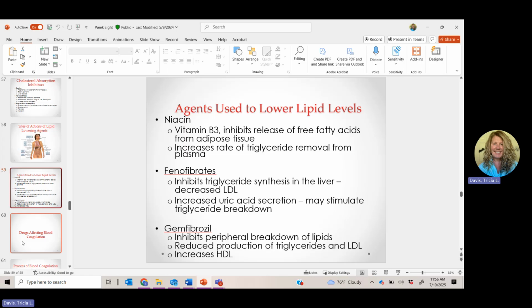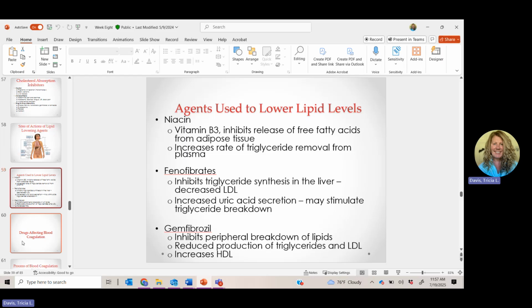Some other medications that we give: niacin, fenofibrates, and gemfibrozil. You guys need to know this. Niacin, vitamin B3, is going to inhibit the release of free fatty acids from our fat cells. It's going to increase the amount of triglycerides that we can remove from our serum, lower our levels.